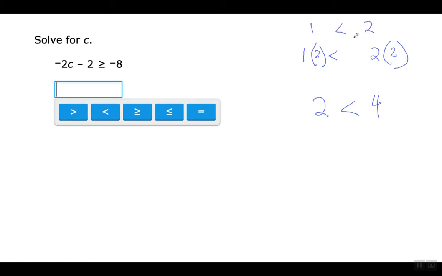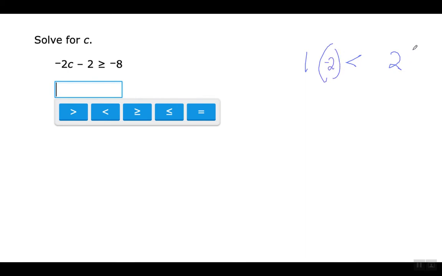Okay, now let's try the same experiment, but this time let me multiply both sides by a negative number. So again, let's say 1 is less than 2. Let's say I multiply both sides by negative 2 instead of positive 2. I'm going to get negative 2 on this side and negative 4 on this side. Now if I put this sign, this is wrong. This is not true.